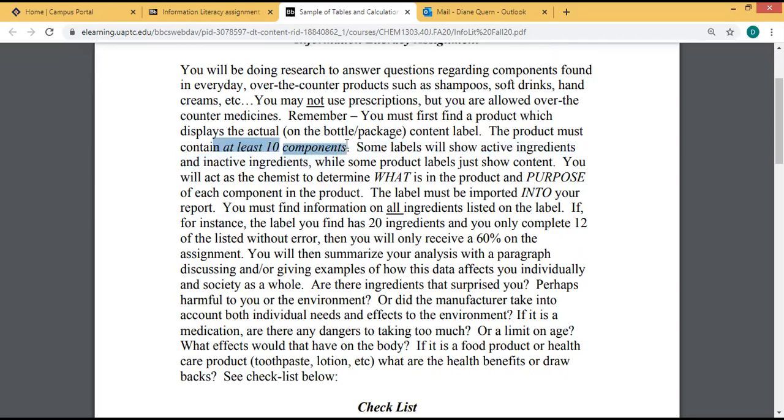You always see that ingredient list with a whole bunch of names, separated by commas, that you probably don't understand. We're going to analyze what those are, what their purpose is in that product, and if they're harmful, good for you, anything like that. You're going to act like a chemist and determine all that information.